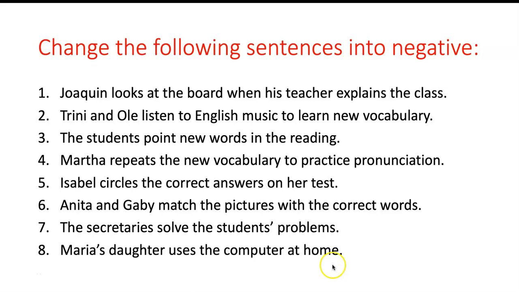Okay? All these 8 positive sentences, now you are going to change into negative sentences. Remember the auxiliary do, does. Do not, does not. Don't, doesn't. Okay? Stop the video and change the sentences into negative. Stop.